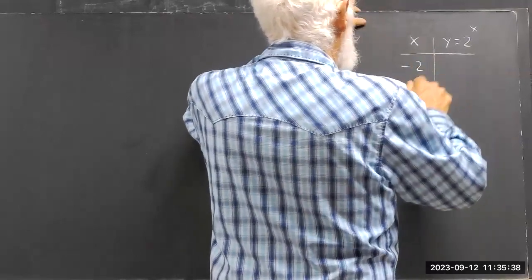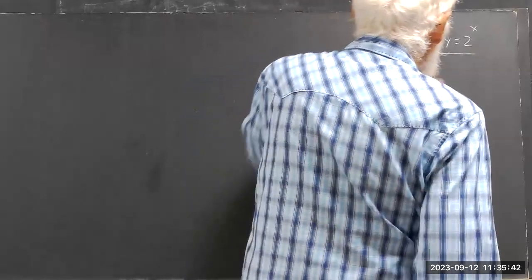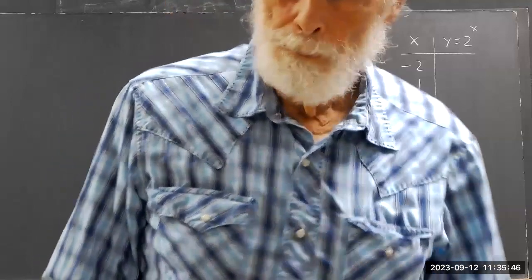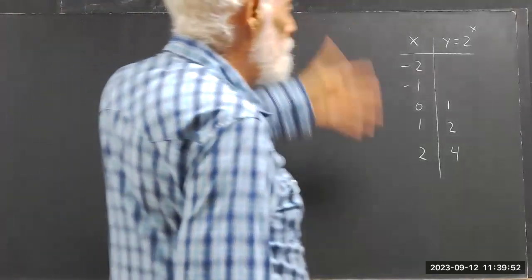I wouldn't do that. -2, -1, 0, 1, 2. Okay. What do you get for y equals 2 to the x? Okay, so we can make this table easily.